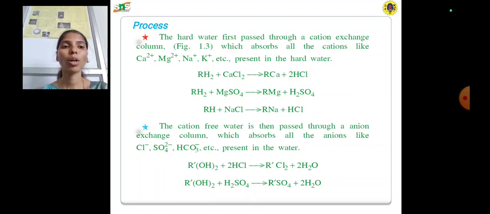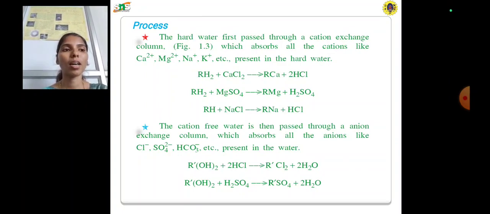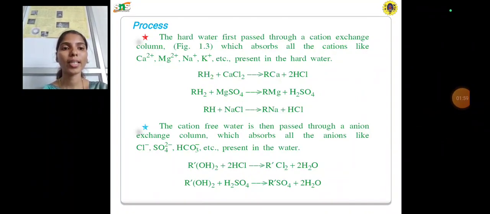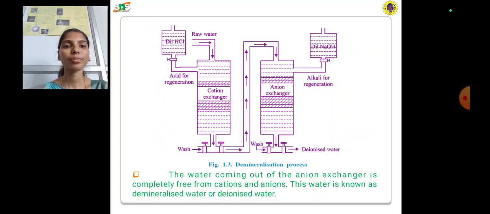The cation-free water is then passed through an anion exchange column, which absorbs all the anions like Cl-, SO4 2-, HCO3-, etc. present in the water. So R(OH)2 + 2HCl forms RCl2 + 2H2O. R(OH)2 + H2SO4 forms RSO4 + 2H2O. So this is the demineralization process.